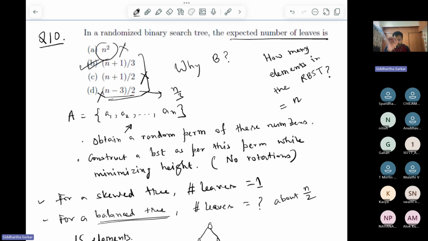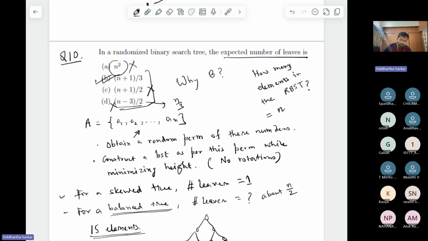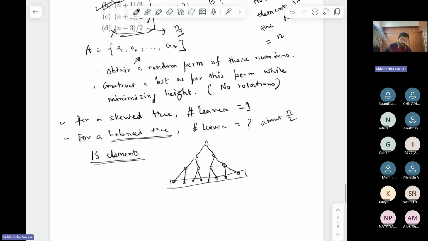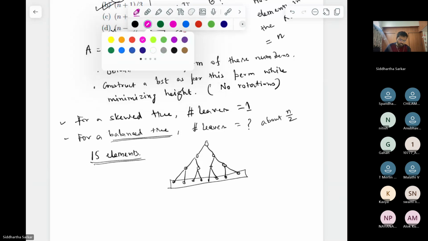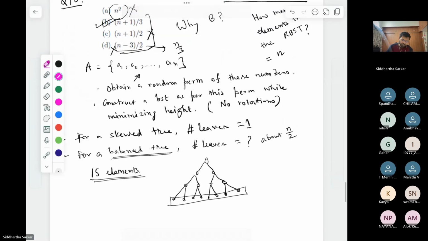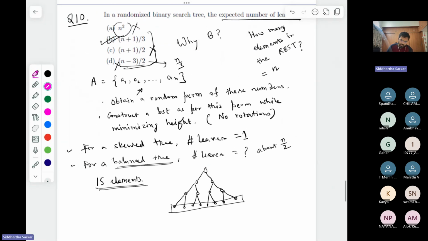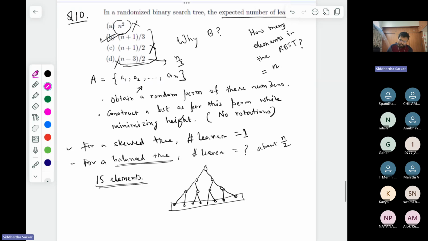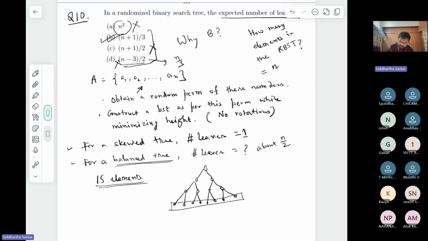But what is the exact way to get n plus 1 by 3 in probability? The professor has written that in a random mathematical model. So I'll just write down what the professor has written. There is a proof of why the expected number of leaves is n plus 1 by 3. I will just write down what the professor has written.